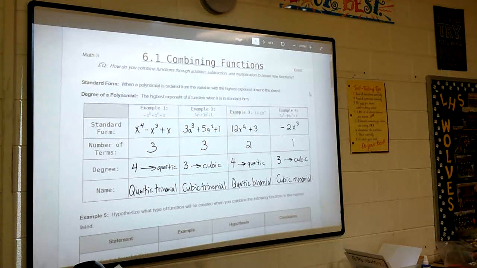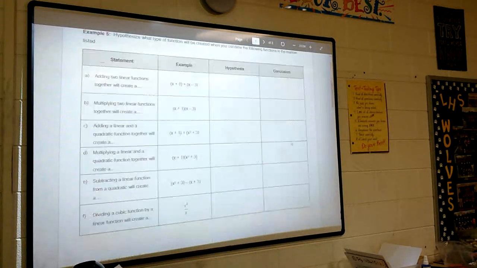So that's how we name a polynomial. You can name a polynomial by degree, so the highest exponent, and you can name a polynomial by the number of terms. And if it asks you to put it in standard form, then it wants the highest degree first, and you're basically going from the highest to the lowest.